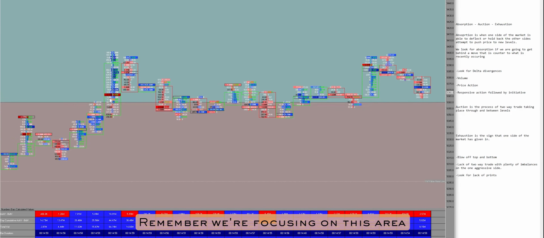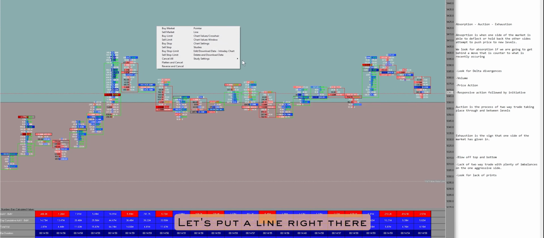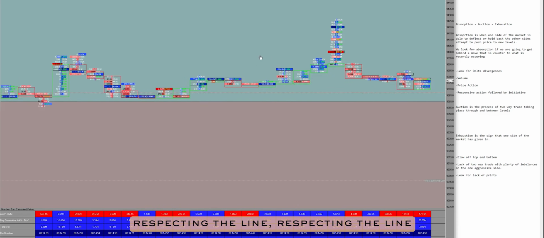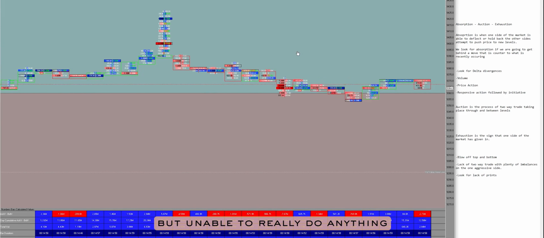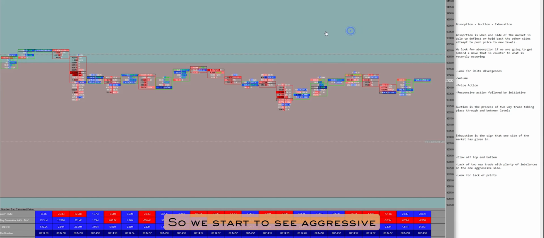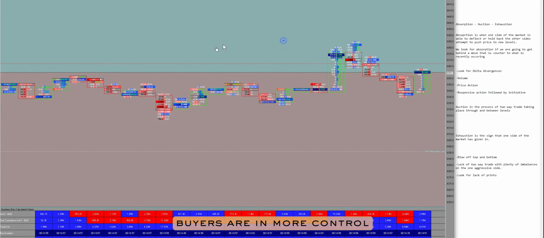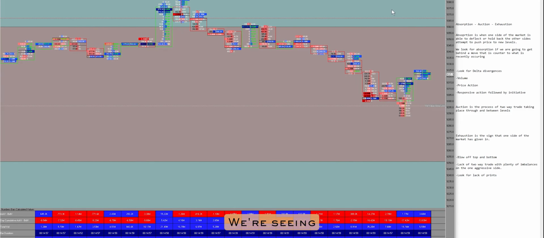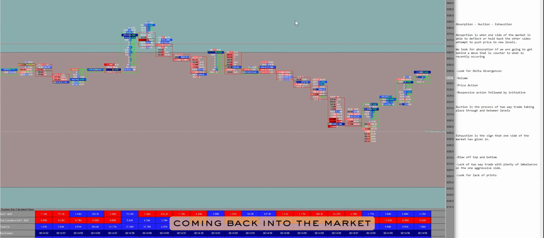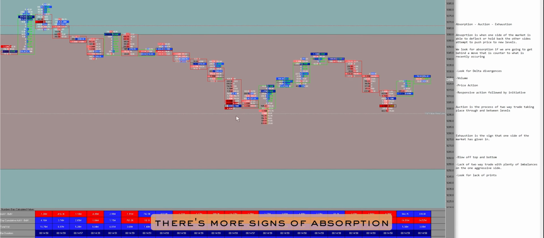Remember, we're focusing on this area right here. I'll just put a line right there. Okay, extending forward. Respecting the line, but unable to really do anything. Sellers are able to push this back down. Okay, so we start to see aggressive selling come in. The thing about this structure is that ultimately buyers are in more control than sellers are. We're seeing that buyers are doing a better job than sellers are doing. Okay, sellers are coming back into the market, but having trouble moving this down to the other side of this range. Okay, again, there's more signs of absorption.